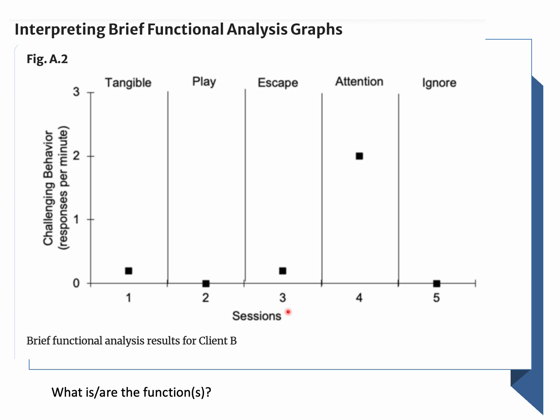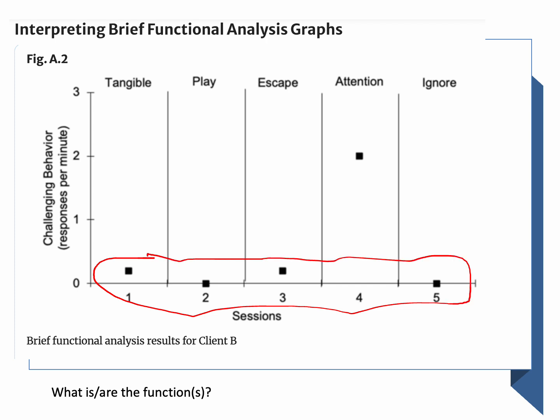Please take a moment to respond. Okay. I'll go ahead and review. So in this particular graph, the function of the behavior is the attention condition. And it's because we see that the behavior remains low or does not occur at all in these different conditions. And then it occurs at a much higher rate in the attention condition.